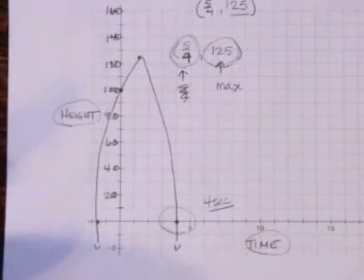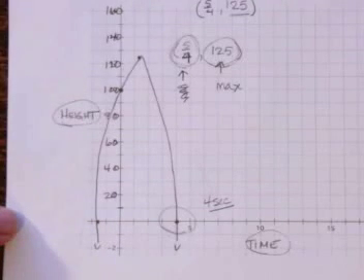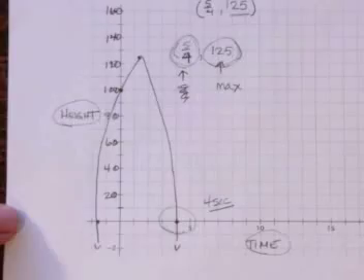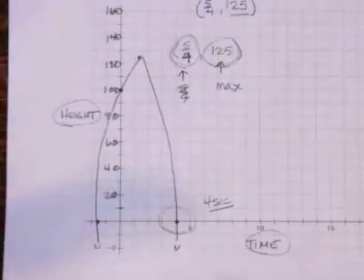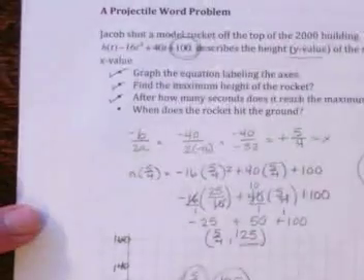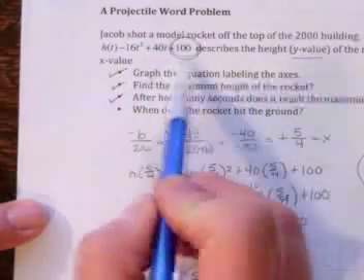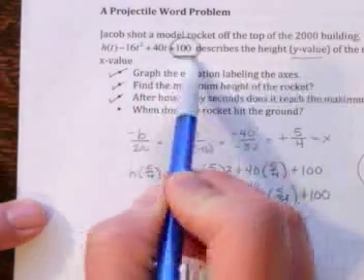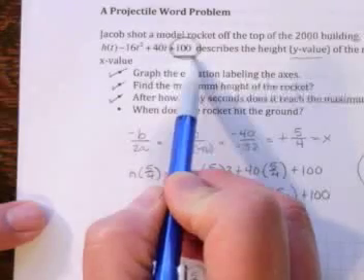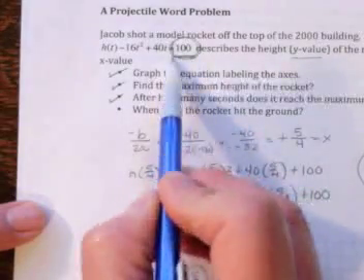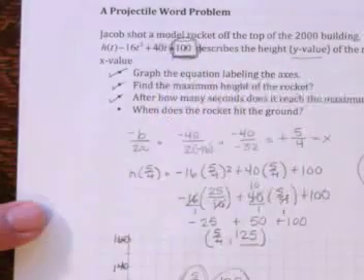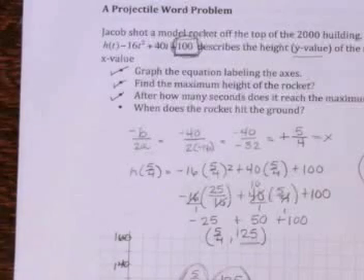Another good question that isn't stated in this problem, but many projectile problems will ask you this, is what is the height of the platform that it was shot from? So we shot the model rocket off the top of the 2000 building, and this constant value right here of 100 tells you how high it was before it was shot off. So we would say 100 feet if we were asked that question.